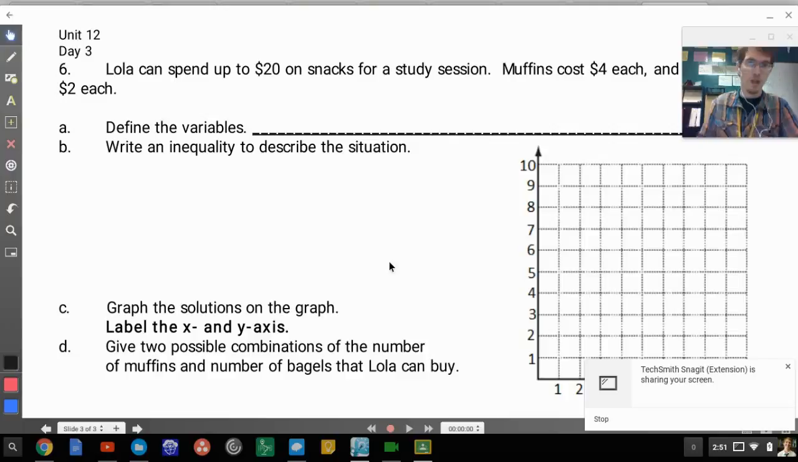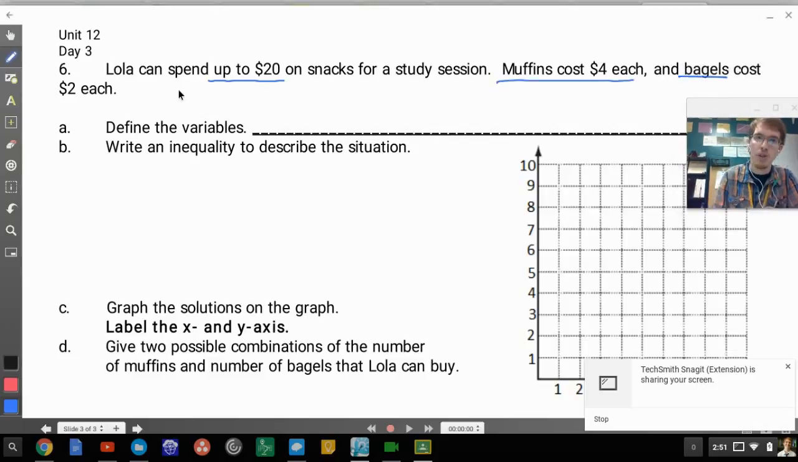Okay. All right, so next we have Lola. Lola can spend $20, up to, there's some words we need to know, up to $20 on snacks for a study session. Muffins cost $4 each, and bagels cost $2 each. All right, so the two things we don't know in this are pretty obviously the muffins and the bagels. So X for muffins, Y for bagels.